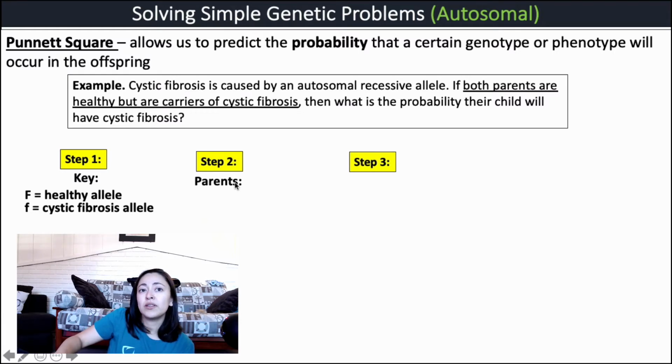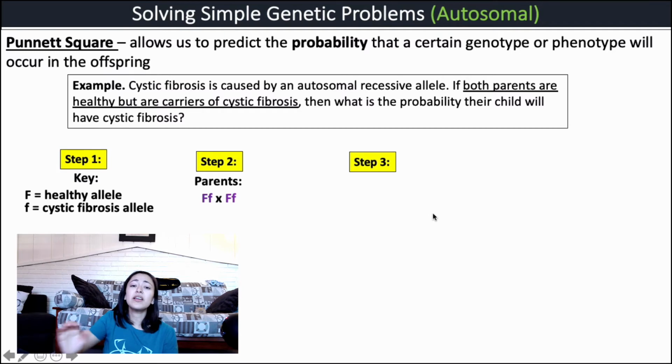Next, I would figure out what's the genotype of the parents. It says both parents are healthy but are carriers of cystic fibrosis. We know that carriers of a disease means that they have to be heterozygous. So each parent has to have a dominant allele and a recessive allele. Okay, so that's what a carrier is. And so both parents are carriers. Step 3 is you're going to figure out, what's the probability that their offspring will inherit these allele combinations.